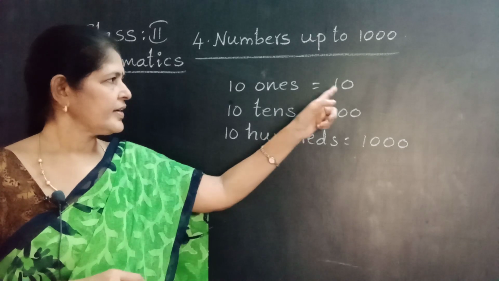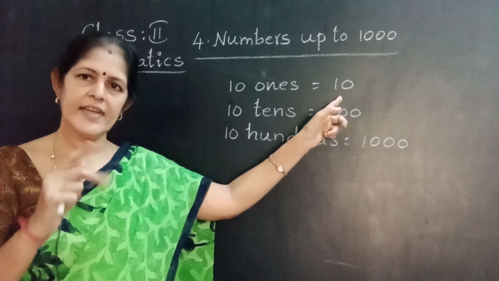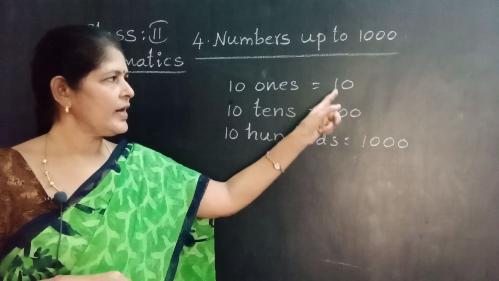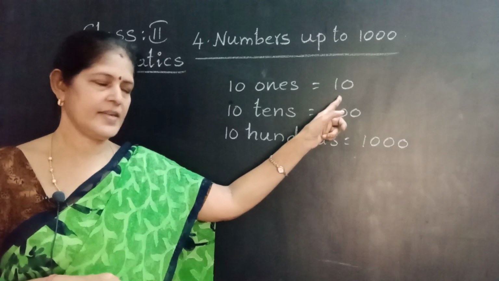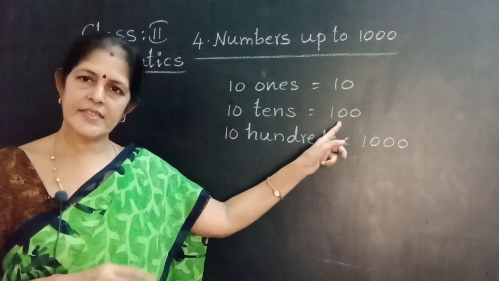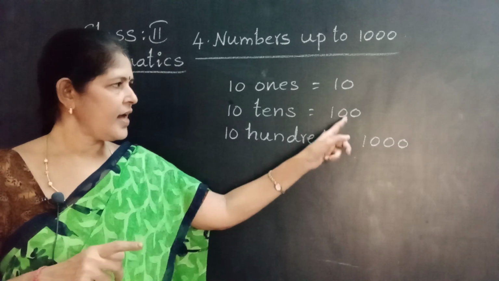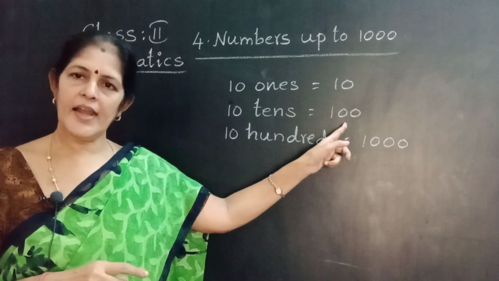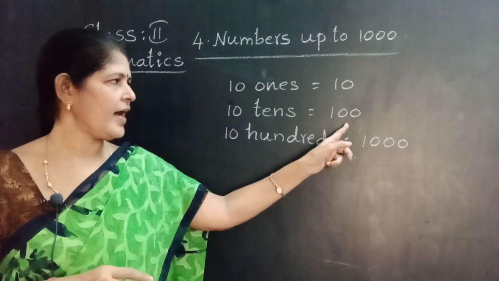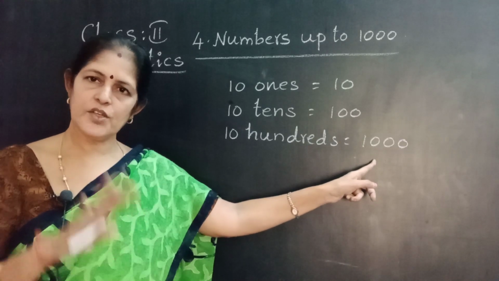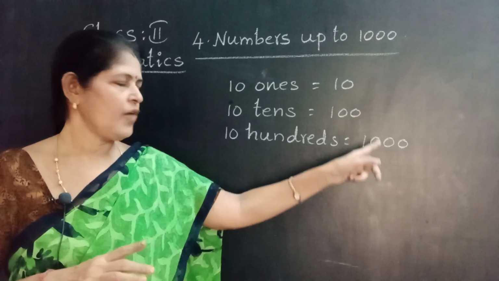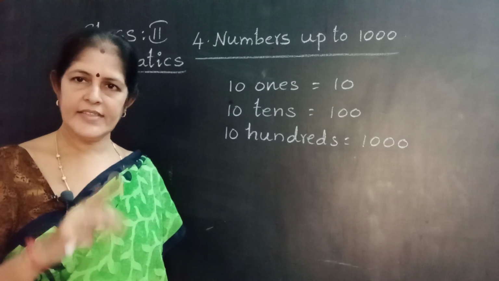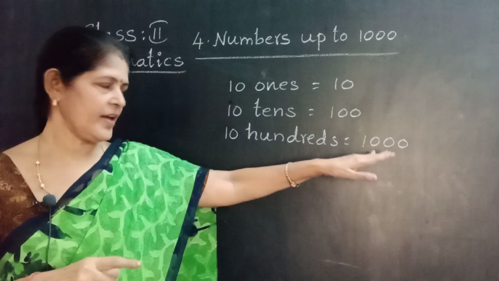Okay? 10 is the smallest two-digit number. The smallest three-digit number is 100. The smallest four-digit number is 1000.